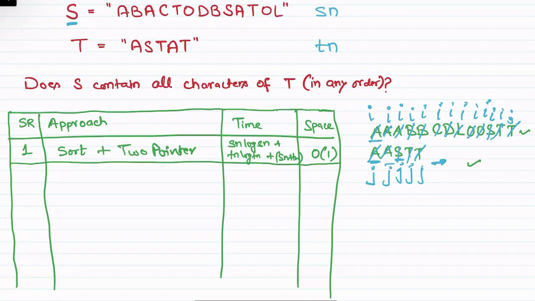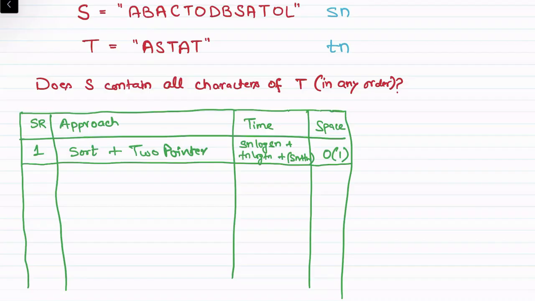Okay, let's talk about another approach. Another idea that we proceed with is, let's say we are not sorting the string, but let's still try to do a brute force. So our string S is ABACTODBSATOL. And the second string is ASTAT. Let's say we try to match A with the character A in the first string.